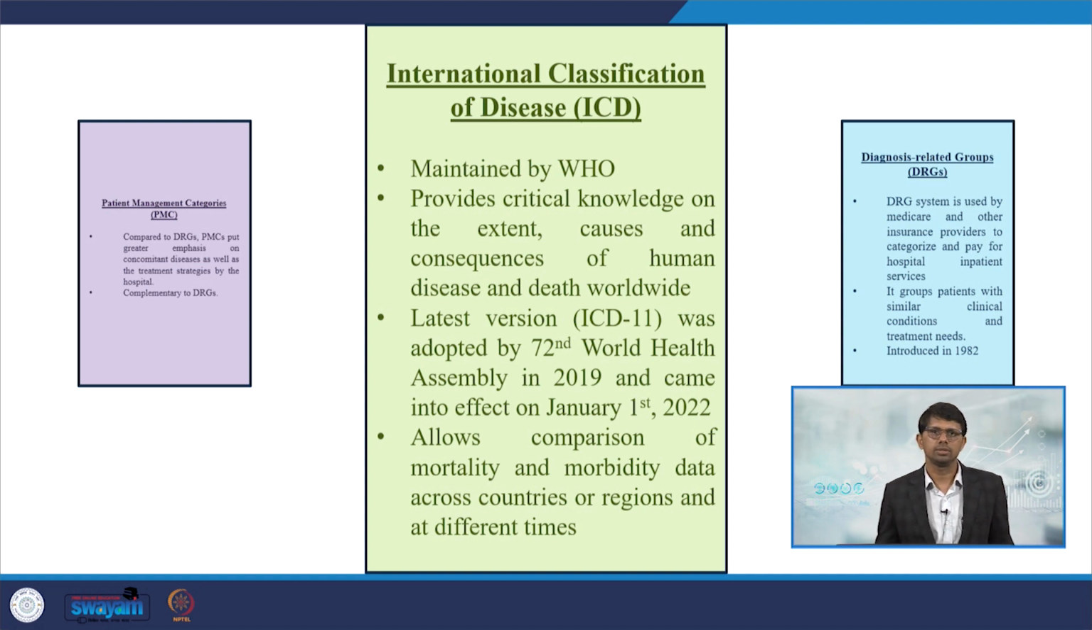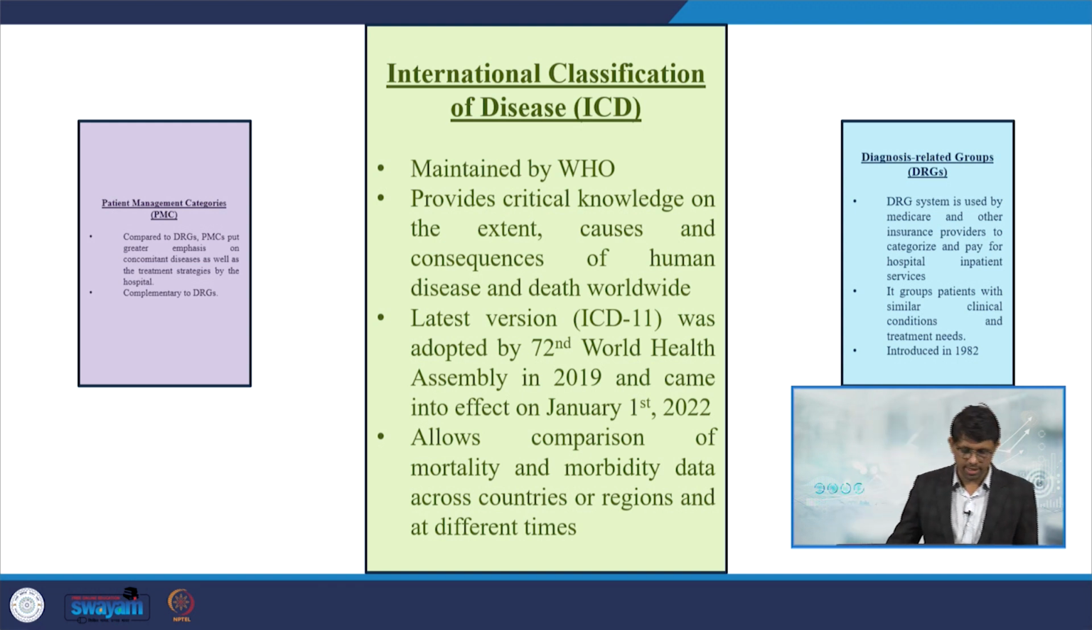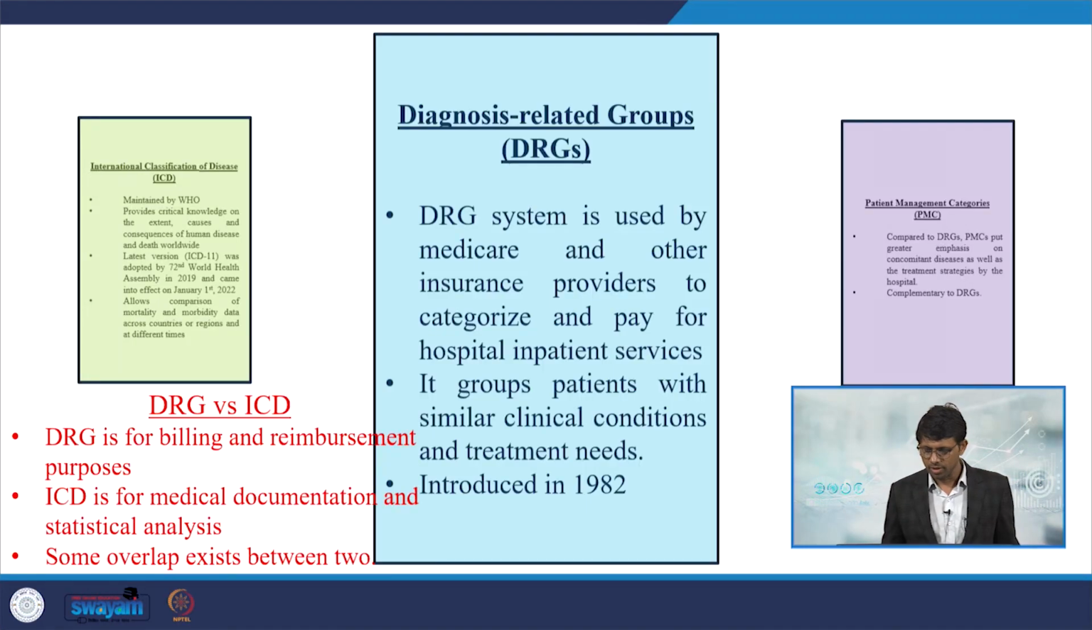The latest version is called ICD 11, adopted by the 72nd World Health Assembly in 2019 and came into effect on January 1st, 2022. This allows comparison of mortality and morbidity data across countries or regions at different times. Diagnosis related groups we refer to as DRG, and the other one we refer to as PMC, patient management categories. The DRG system is used by Medicare and other insurance providers to categorize and pay for hospital inpatient services.